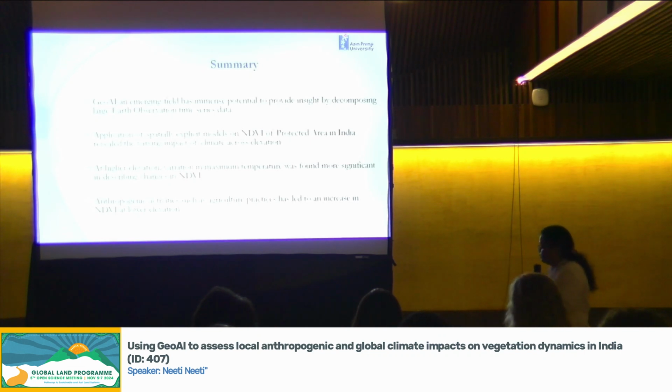So basically, GeoAI is an emerging field packaged in a new package, right? So it has immense potential. What we found in our analysis is that a spatially explicit model on NDVI revealed the varying impact of climate at different elevations. At higher elevation, maximum temperature was the most contributing factor, whereas in residual NDVI, where we are talking about the anthropogenic activities, most of the variation could be associated with the agricultural practices.